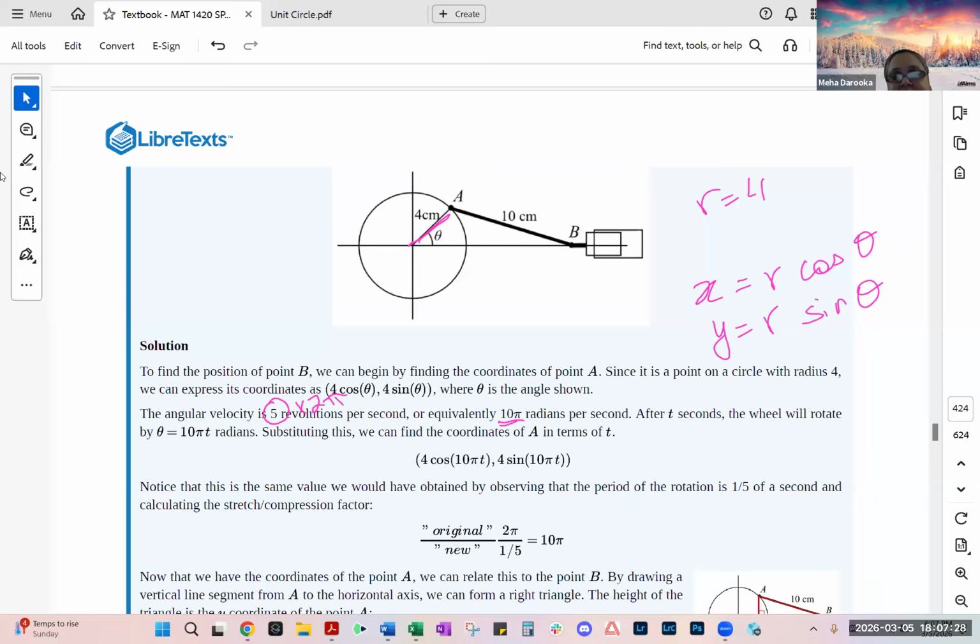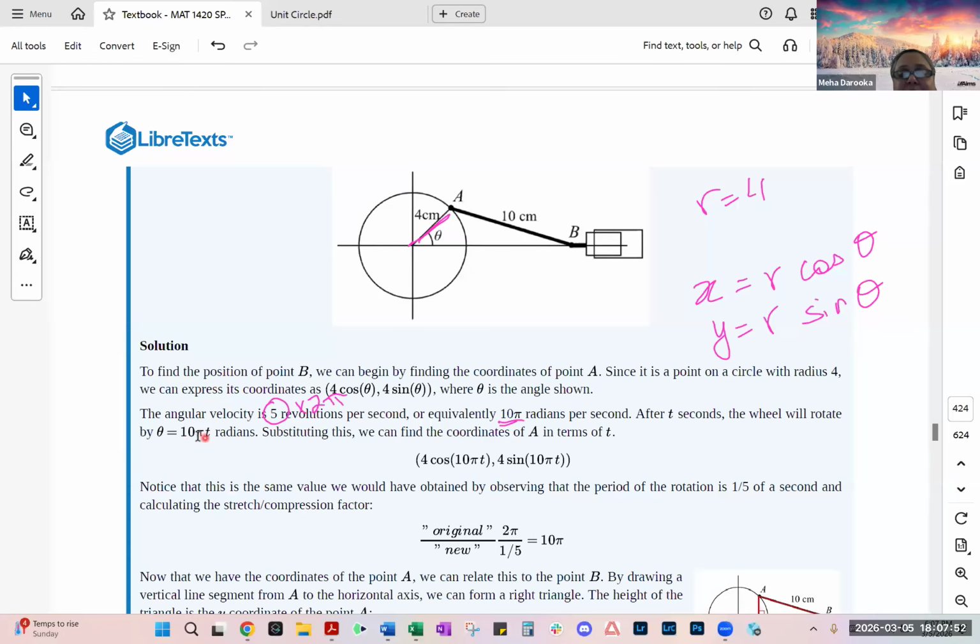So you have 10 pi radians per second, and then we're saying, okay, after t seconds, the wheel will rotate by whatever that angle will be based on the 10 pi for the revolution, right? That total time, and then of course, for how long has the wheel been rotating, right? So that will give us our angle measurement.